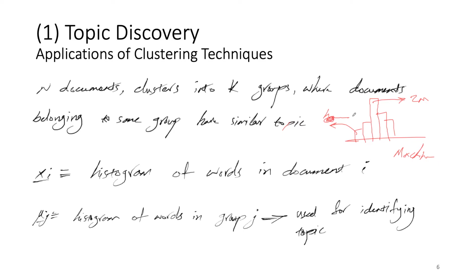And what would your moves be? So the moves would be the histogram of words in group J, used for identifying that topic. Does that make sense? If you wanted a more in-depth definition of the histograms and the distributions, you can refer to Boyd, chapter 4, in your references. But that would be one very useful use case for that.